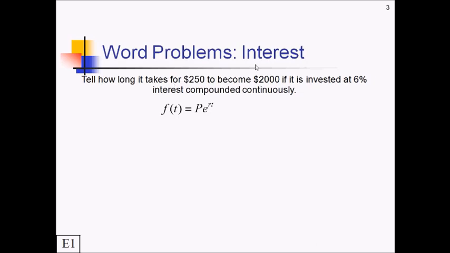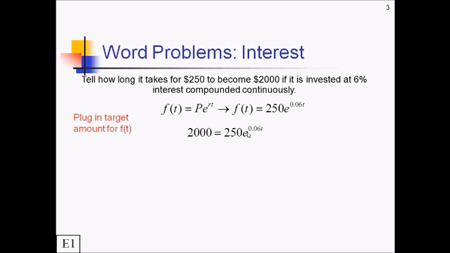You might not know what to do with this 2,000, so we'll punt that until the next step. Right now we've got f of t equals 250 times e to the 0.06t. Now we don't want to figure out what the money will turn into after a certain amount of time, which would be the normal way of doing these back a few lessons. Now we want to know what t value will give us an output of 2,000. So we take our target amount, the 2,000, and plug that in for f of t. We write 2,000 equals 250 e to the 0.06t.